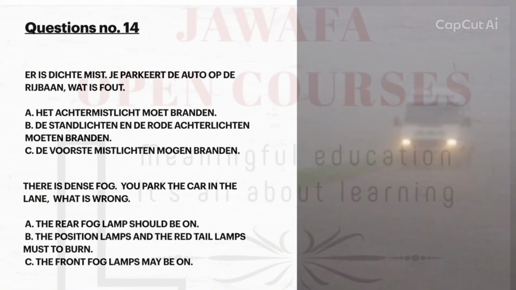Question number 14 is, there is a lot of fog, and you're parking your car on the road. Which of these statements is not correct? Which one is wrong? Option number A is that you should turn on your rear fog light. Option number B is that you should keep your position lamps, which are the parking lights, and the rear tail lamp, the red rear tail lamp, turned on. And option number C is that you should turn on your front fog light.